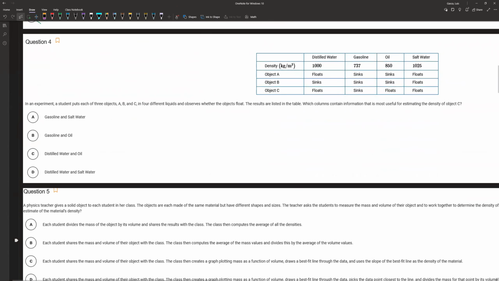All righty, question number 4. And let me know if I'm moving too fast or if I'm moving too slow. So in an experiment, a student puts each of 3 objects, A, B, and C, in 4 different liquids and observes whether the objects float. The results are listed in the table. Which column contains information that is most useful for estimating the density of object C?